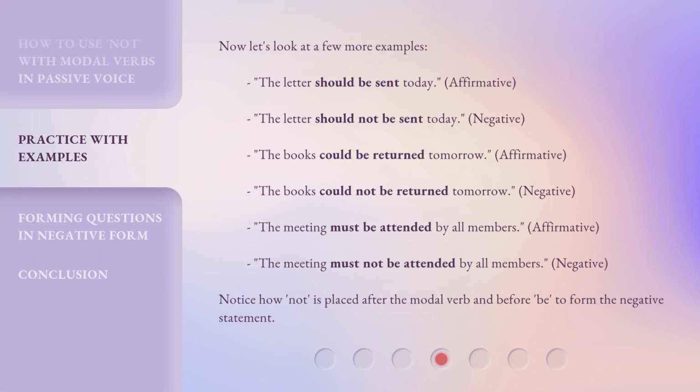Now let's look at a few more examples. The letter should be sent today. Affirmative. The letter should not be sent today. Negative. The books could be returned tomorrow. Affirmative. The books could not be returned tomorrow. Negative. The meeting must be attended by all members. Affirmative. The meeting must not be attended by all members. Negative. Notice how not is placed after the modal verb and before be to form the negative statement.